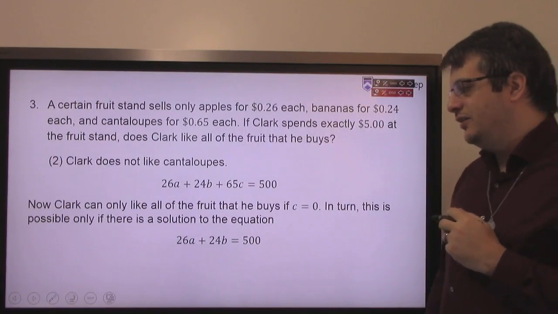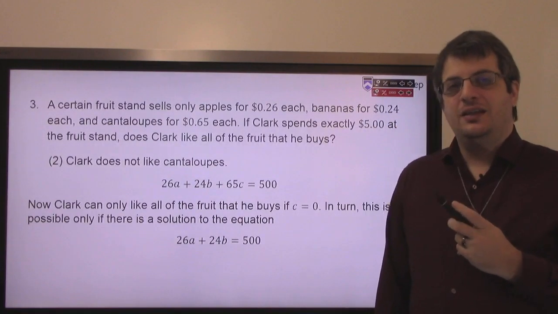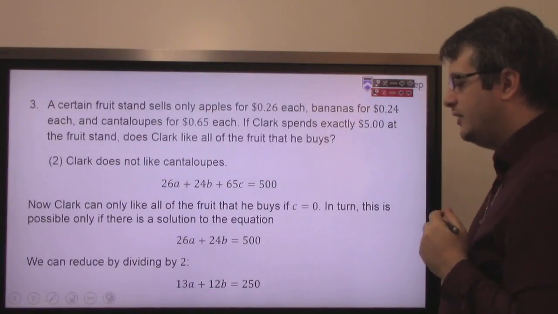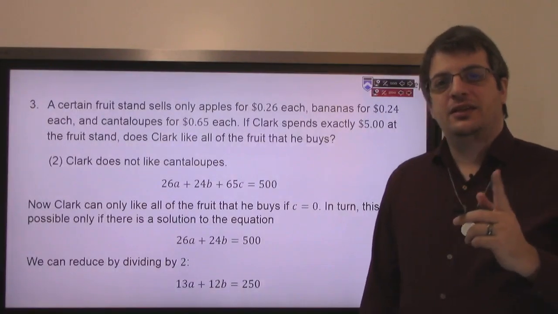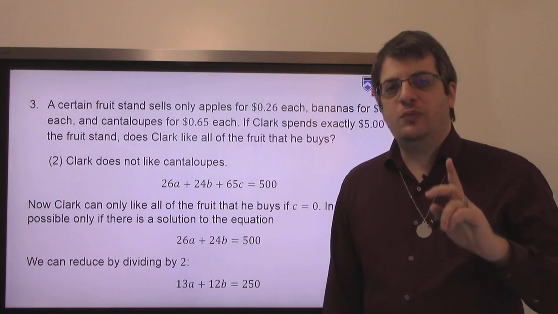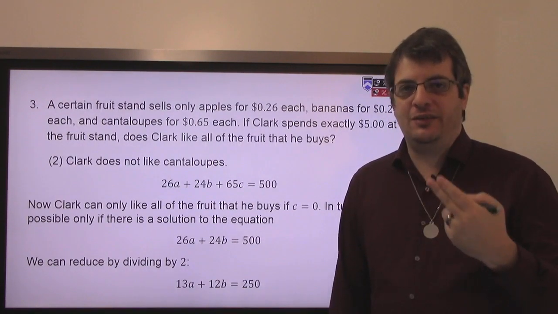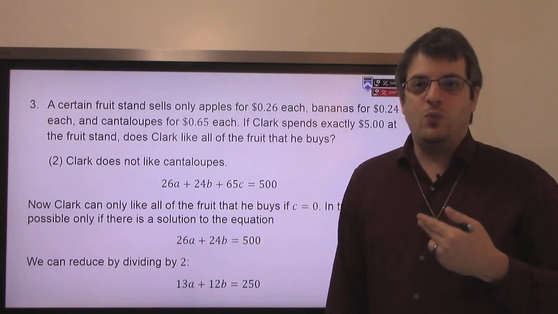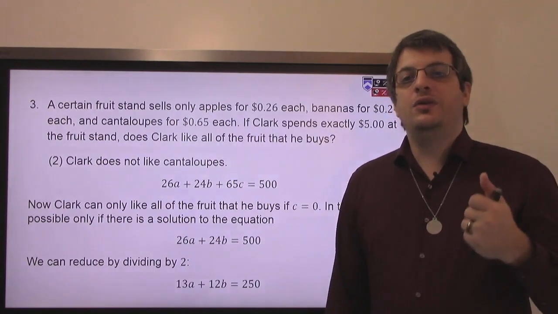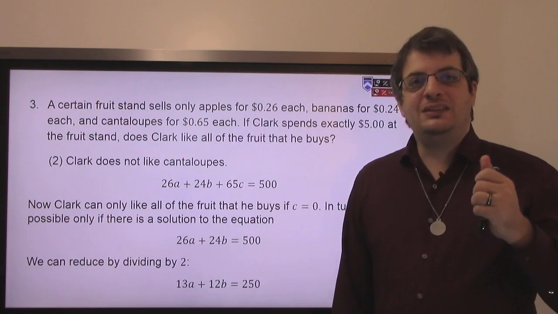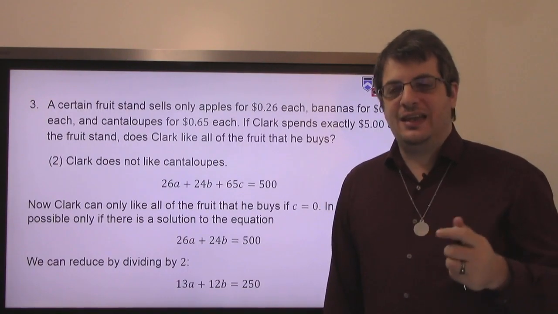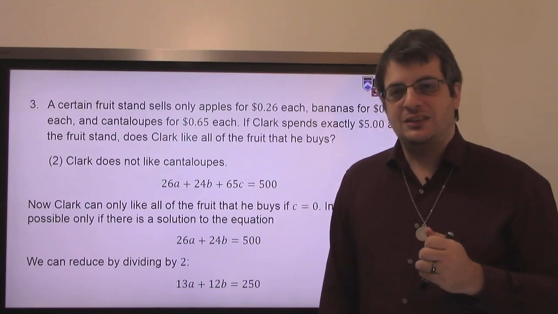In other words, it's only possible if we can solve this equation. Now, can we solve this equation? Well, if I reduce it, 13A + 12B = 250, and 13 and 12 have no common factors greater than 1. In other words, I know my equation will have a solution as long as 13 times 12 is less than 250. But 13 times 12 is way less than 250, right? I mean, 13 times 13 is 169. This is less than that. So this equation does have a solution, which means that Clark can buy apples and bananas and no cantaloupes and get his $5. Is that sufficient?